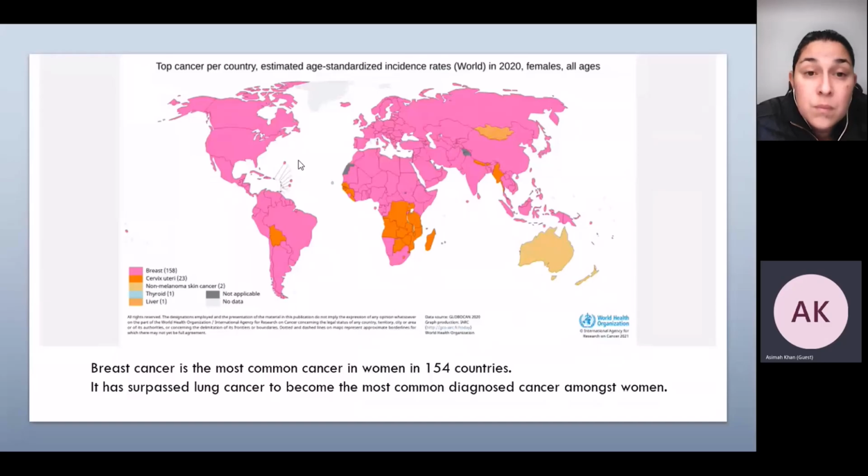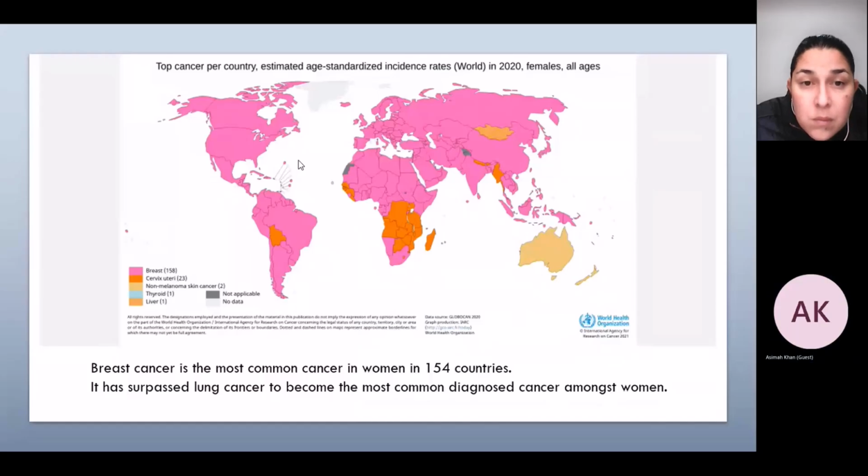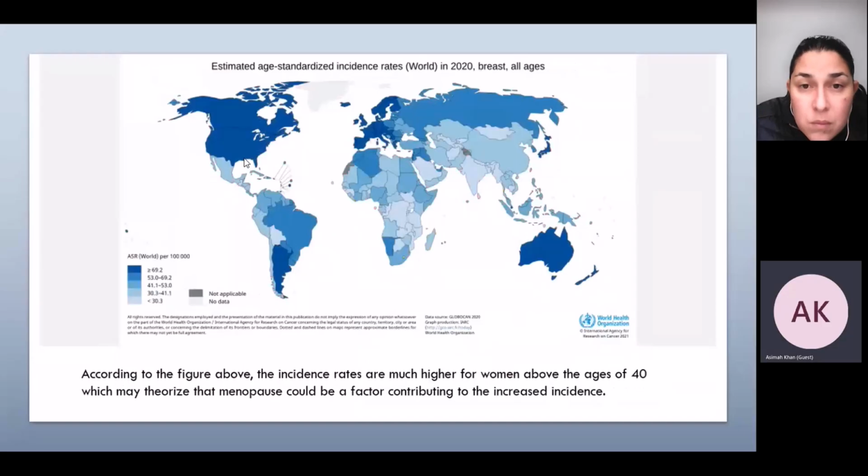The average peak age recorded in Asian and African countries was approximately 10 years earlier in comparison to European countries. According to the figure above, the incidence rates are much higher for women above the age of 40, which may suggest that menopause could be a factor contributing to the increased incidence.